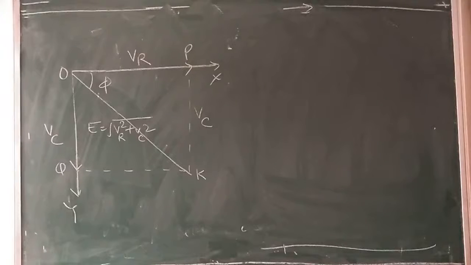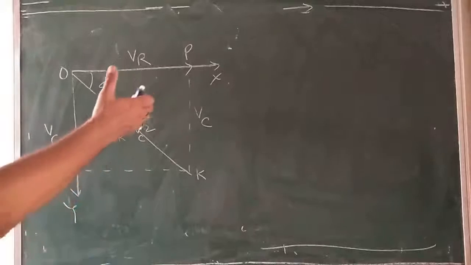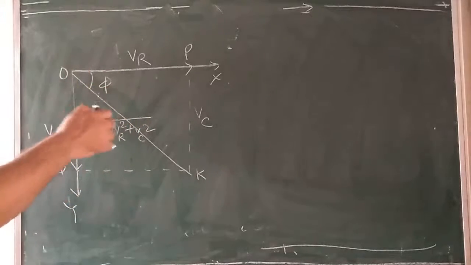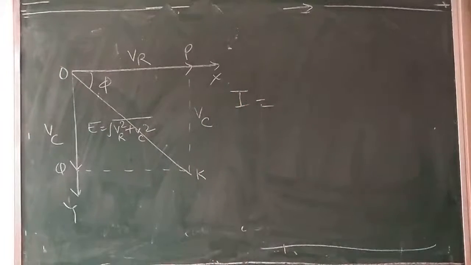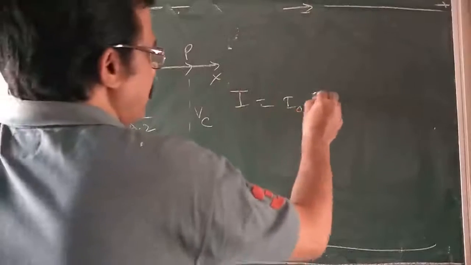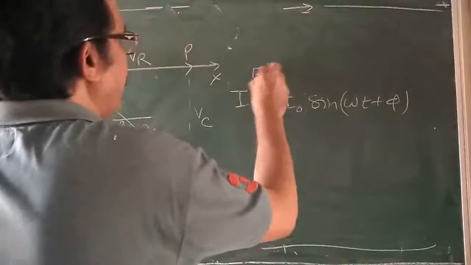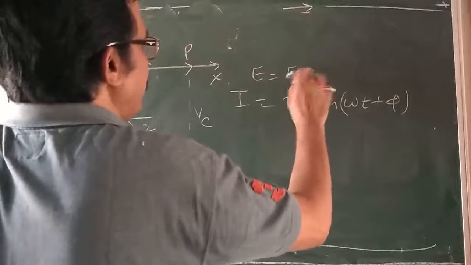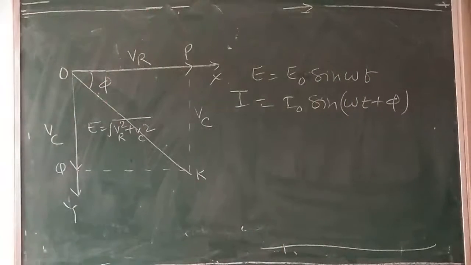Children, we just saw the RC circuit in which we have seen the impedance of the circuit and the phasor diagram. In this phasor diagram we can see that the current leads the voltage. So I can write the value of current here as I is equal to I naught sine omega t plus phi, and earlier we know that E is equal to E naught sine omega t. So this is the phase difference between E and I. Is that clear?